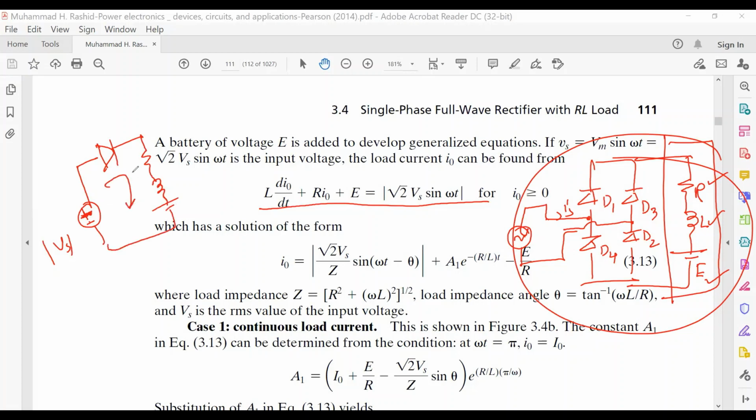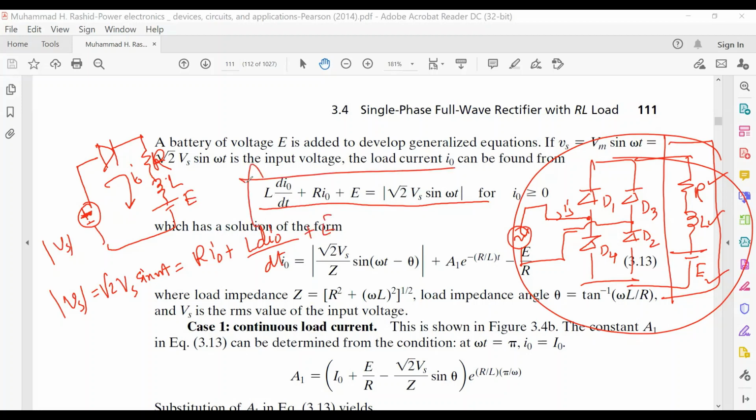So this current I0 is flowing through it, and then we can write down the Kirchhoff voltage law. So R, L, this is E. Vs will be this when the current is flowing, right? Vs sine omega t equals R I0 plus L dI0 by dt plus E. Okay, that has been given here.